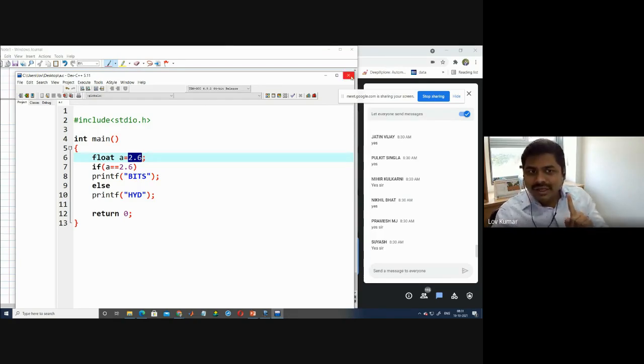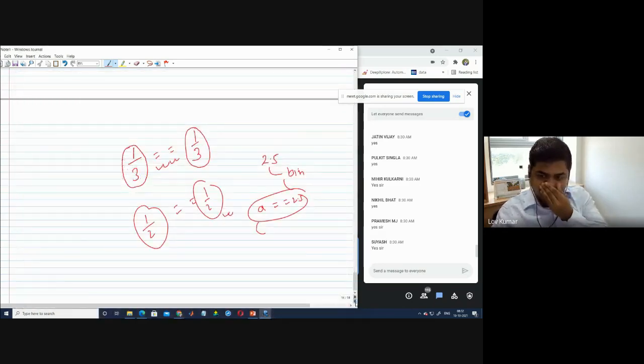Clear? Any doubt how it is printing bits when we are writing 2.625, and when we are writing 2.6, why it is printing Hyderabad? Clear? Any doubt?